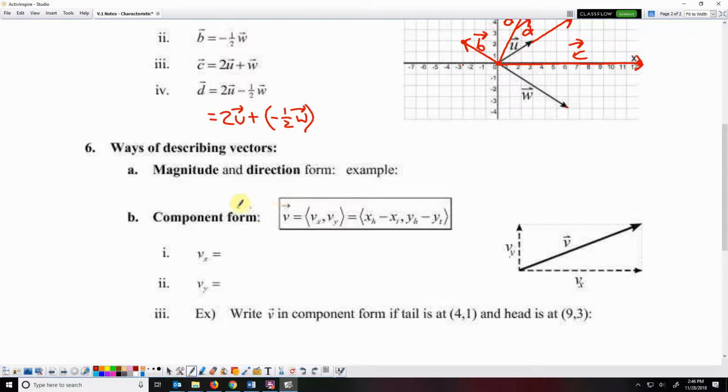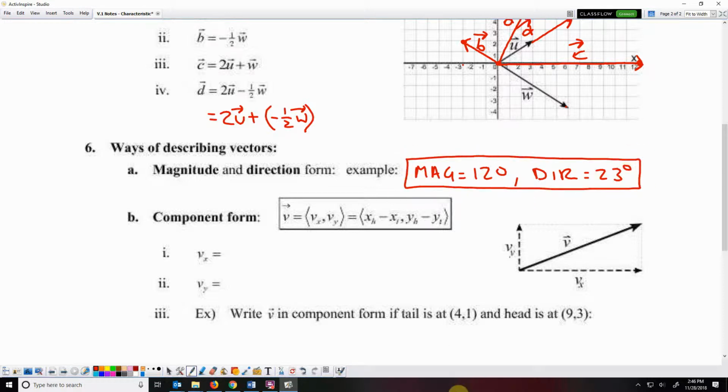Magnitude and direction form. So we're talking now about different ways to describe vectors. One form of a vector is called magnitude and direction form, where you might be given something like this. Magnitude is 120, the direction is 23 degrees. That might mean something like an airplane is flying 120 knots at a direction of 23 degrees north of east.